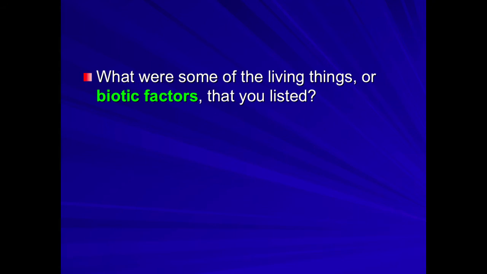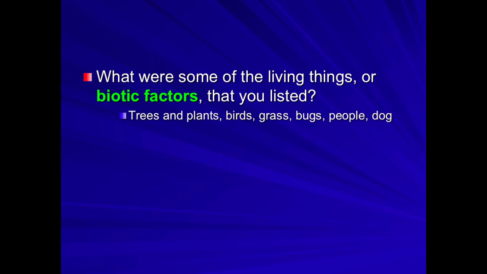All right, so we said that biotic means living. So what did you list? Well, I went outside and some of the things that I noticed were trees, plants, some birds flying in the sky. There was grass, bugs, people, dogs, anything that was living. Okay, so any plants, any animals, even mushrooms, even bacteria, if I could see that. Those are biotic factors because those are living.